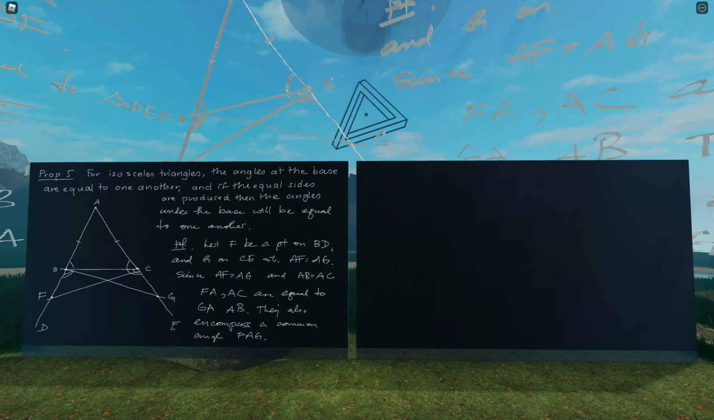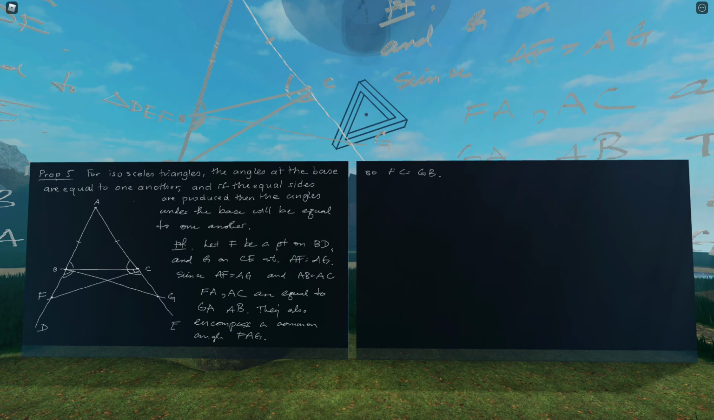So the base FC is equal to the base GB. So is there a next board on the side? We can, yeah, we can do it here. Right, so, get to the board here. So FC is equal to GB. Okay, so let's make sure that this makes sense.